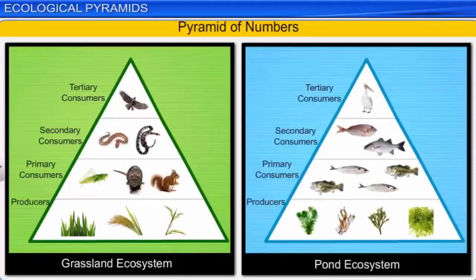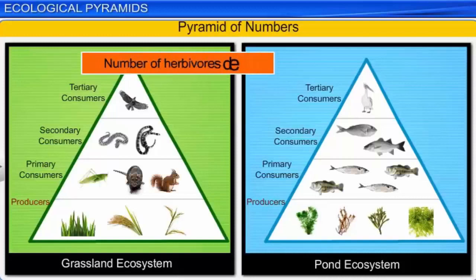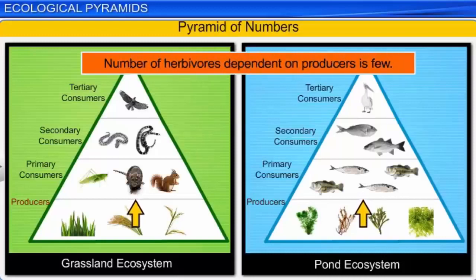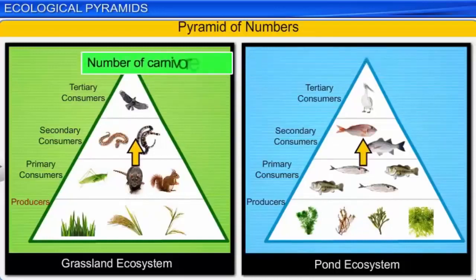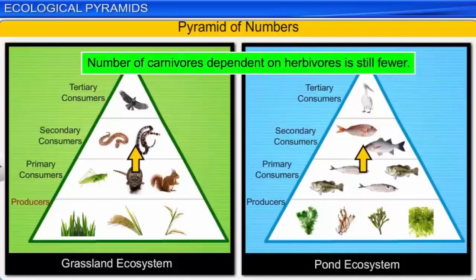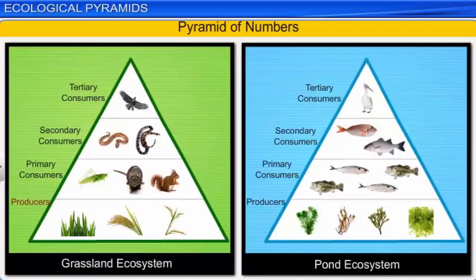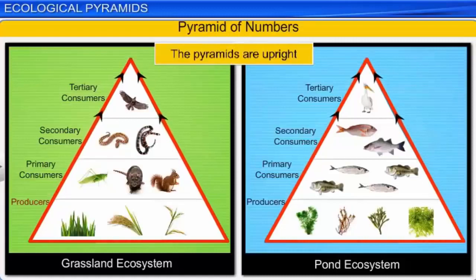For example, in grassland or pond ecosystems, there are a large number of autotrophs or producers per unit area. However, the number of herbivores that depend on these producers is few, and the number of carnivores that depend on the herbivores is still fewer. Therefore, in these two cases, the pyramid of numbers is an upright one, that is, converging towards the tip.